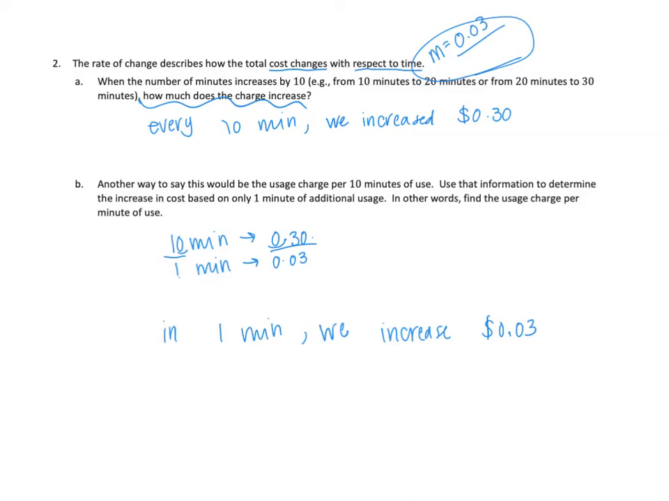All right, and that is our constant rate here. So for every minute, she gets charged 3 cents. That's what we have determined is our constant rate. Let's continue on the next slide.